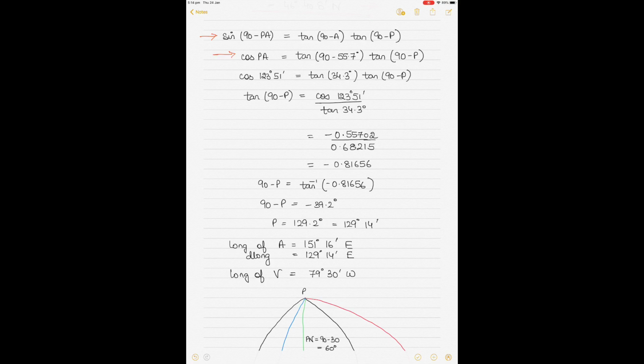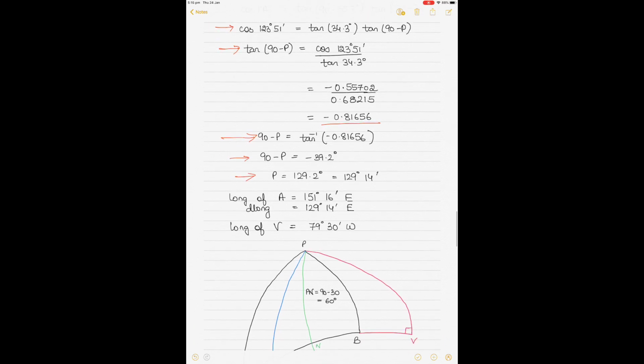Alright, and then of course sine 90 minus A becomes cos PA. This is the rule of trigonometry, and then I simply transpose the values. I find out what I don't know. Eventually coming down here, just put the values in the calculator, follow what I have done step by step. You can see that I've got tan 90 minus P equals minus 0.81656. Retain the negative signs, do not ignore the negative signs, and then of course you do a tan inverse. You find out P equals 129 degrees 14 minutes.